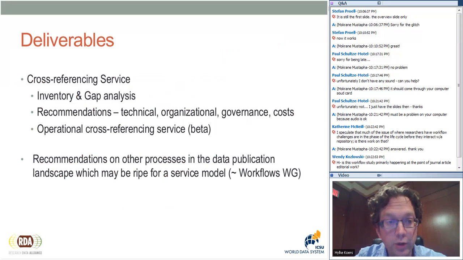So that's really the deliverable that we want to do. At the end of the working time for the working group, we want to set up an operational cross-referencing service that will be beta release initially with limited scope and limited content, but really something that should already demonstrate the value in this, together with a set of recommendations on how this should be run and organized in the long run. And then in addition to that, also recommendations on other services. So what other processes and workflows exist, apart from linking articles and data, that would be right to be lifted from a set of bilateral arrangements to a service type of infrastructure.